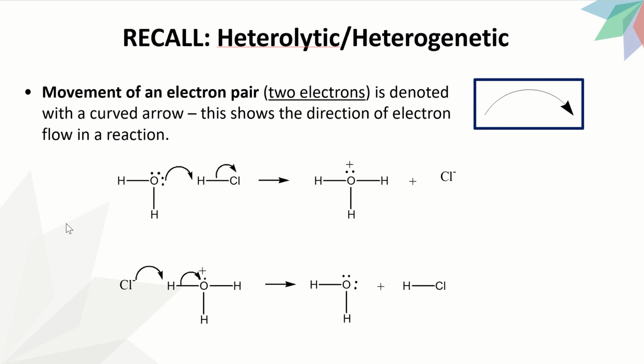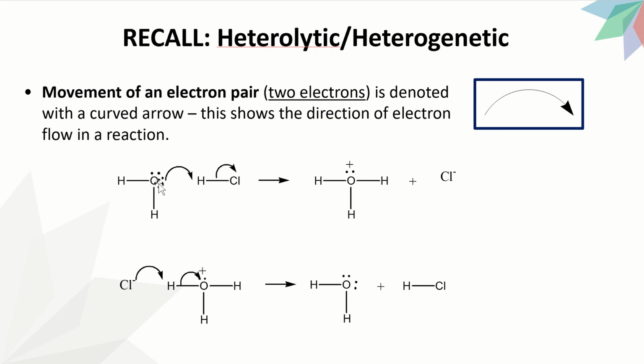In contrast, when we have heterolytic or heterogenic cleavage, bond forming or bond breaking, we have movement of an electron pair, that is two electrons, and we have a different arrow. So we refer to that as a curved arrow. It's not a half arrow this time, it's a full arrow, and it shows that two electrons are moving, and it shows the direction of the electron flow as we have been saying. So here, this is a double-headed arrow.